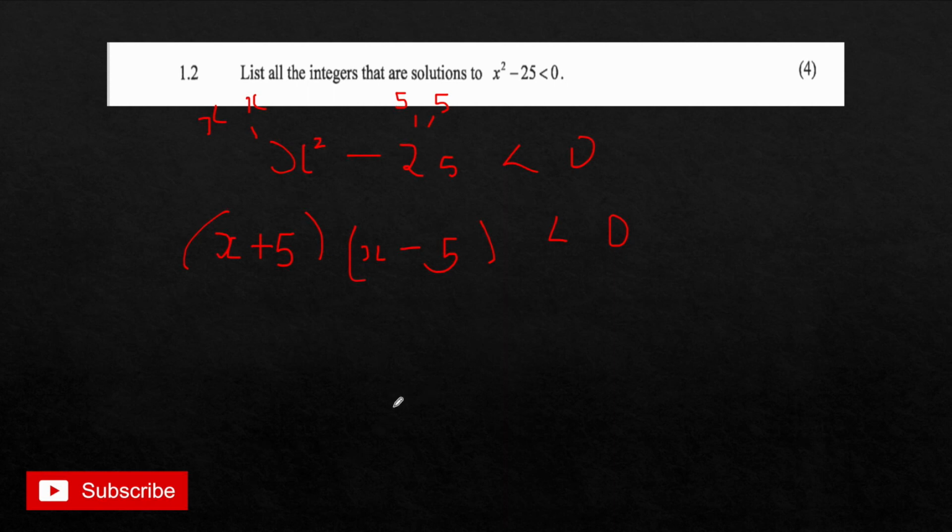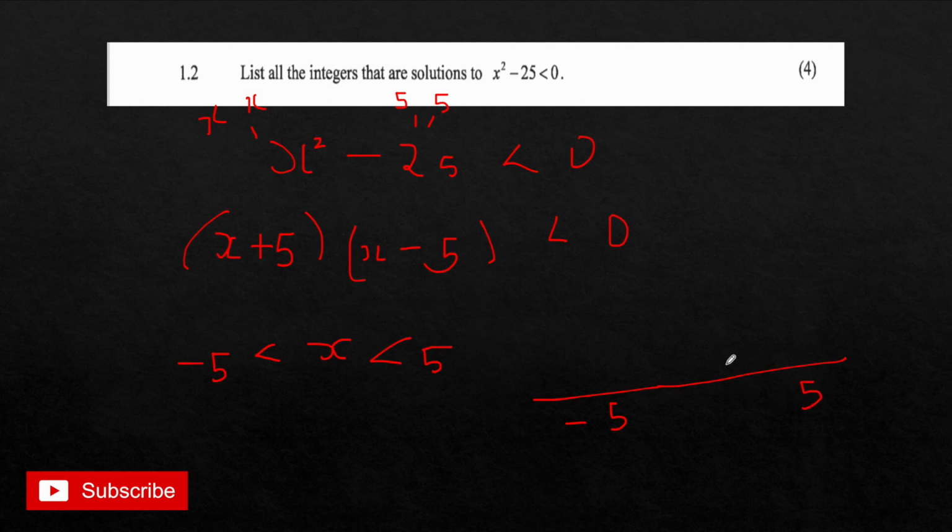You can use a timeline, you can use a graph. So here you will say that your x value is between negative 5 and 5. That's where your solution is. On a number line, it will be something like this, where you have negative 5 this side and positive 5 the other side.